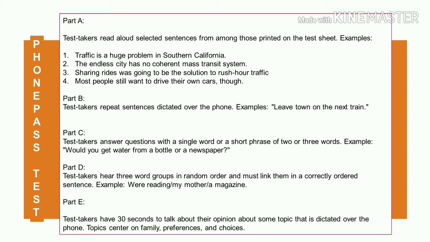Part E. Test takers have 30 seconds to talk about their opinion about some topic. The topic is dictated over the phone. Topics center on family, preferences, and choices. Scores for the PASS test are calculated by assessing pronunciation, reading fluency, repetition accuracy, fluency of repetition, and listening vocabulary.